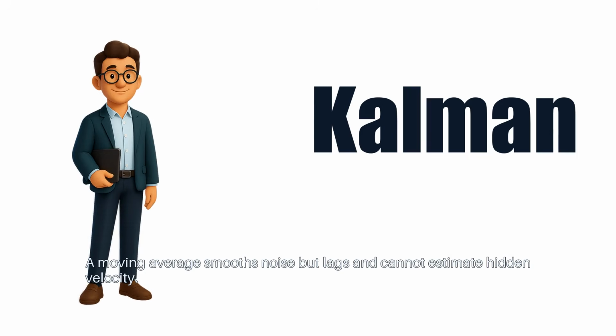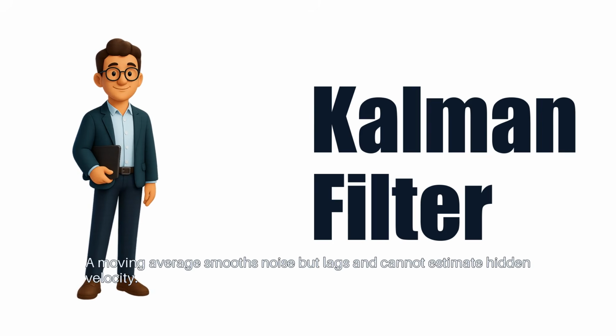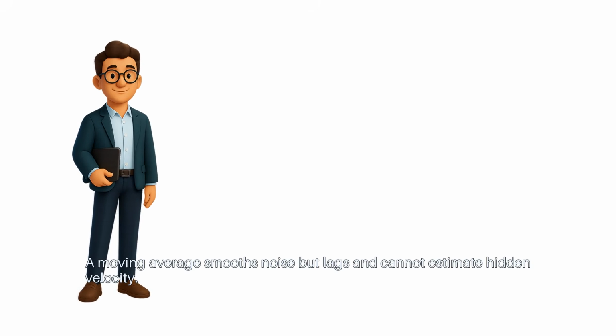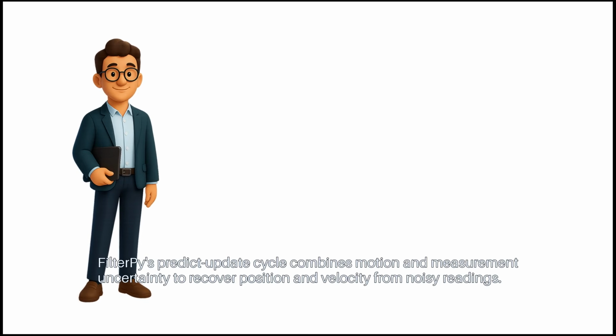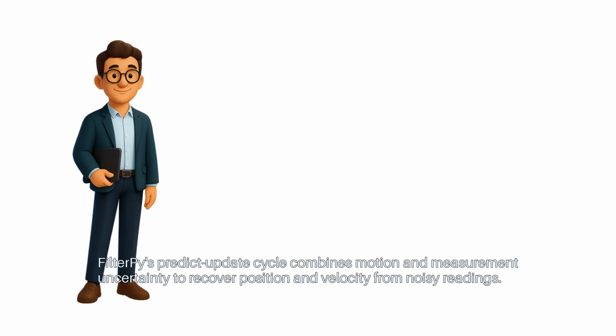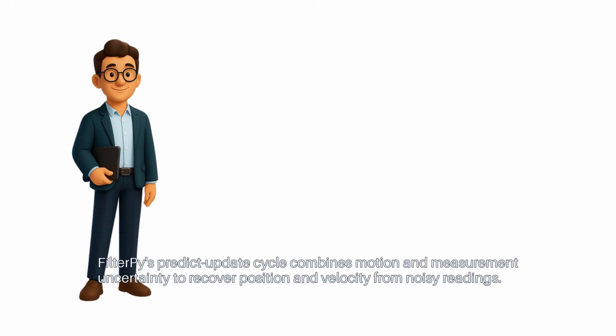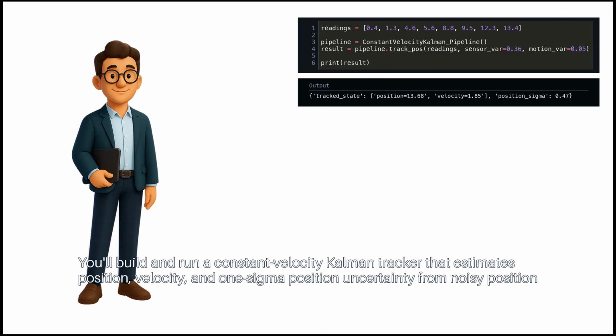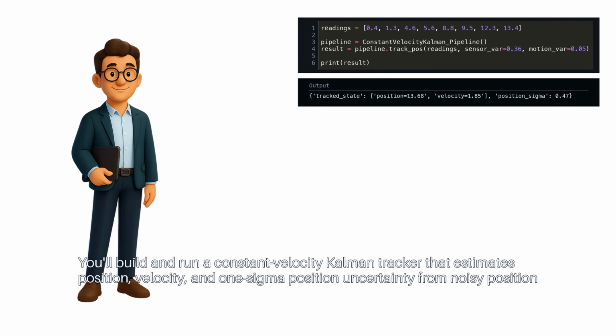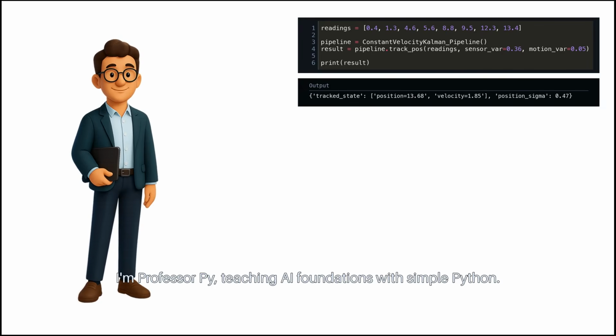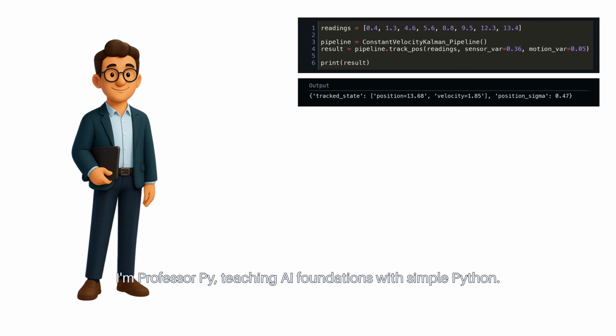A moving average smooths noise but lags and cannot estimate hidden velocity. FilterPy's predict update cycle combines motion and measurement uncertainty to recover position and velocity from noisy readings. You'll build and run a constant velocity Kalman tracker that estimates position, velocity, and 1 sigma position uncertainty from noisy position readings. I'm Professor Pi, teaching AI foundations with simple Python.